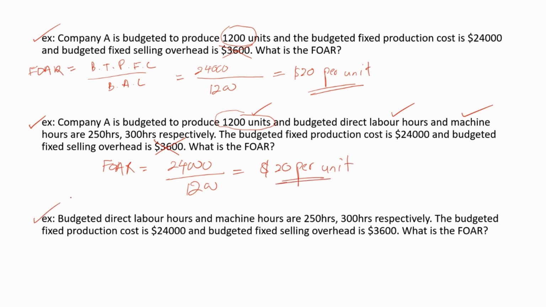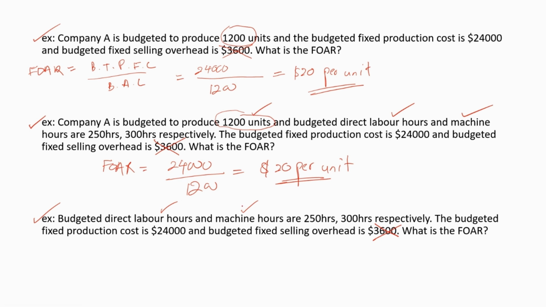Now let's do this example. Budgeted direct labor hours and machine hours are 250 hours and 300 hours respectively. The budgeted fixed production cost is 24,000 and budgeted fixed selling overhead is 3,600. What is the FOAR? Now we know we do not consider this 3,600 because this is a non-production overhead cost. And now they have given the labor hours and the machine hours as activity levels.